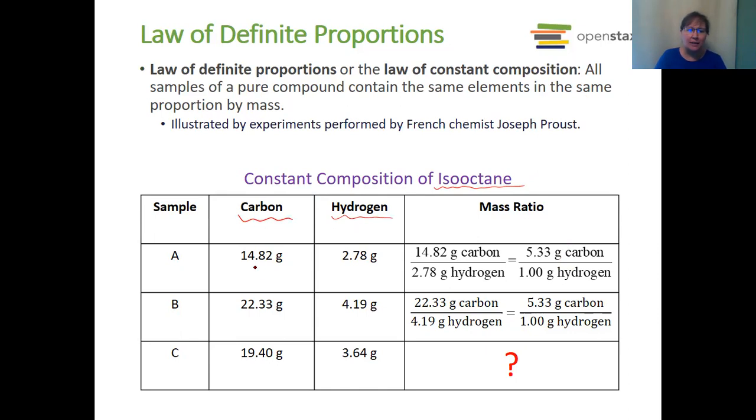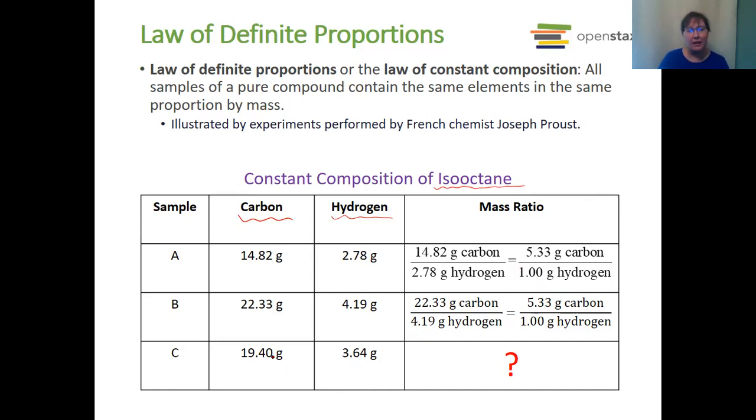So in isooctane, if we have 14.82 grams of carbon and 2.78 grams of hydrogen, that ratio, 14.82 divided by 2.78, becomes 5.33 over 1. And 22.33 divided by 4.19 becomes 5.33 over 1. We could do the same thing here. My calculator is over there, so I'm going to set it up.